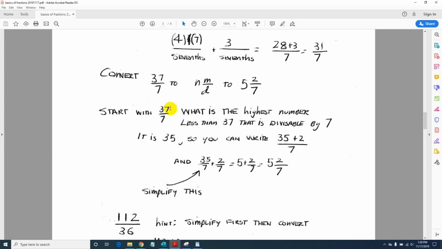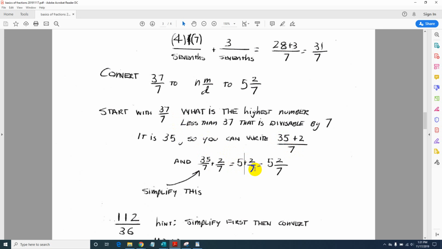You can always start with 37. Nope, that doesn't work. 36. Nope, that doesn't work. 35. 35 is divisible by 7. Beautiful. There are 35 sevenths, and 35 divided by 7 would be 5. In other words, there are 5 whole numbers in 35. It's hard to explain, right? But you know what I mean.